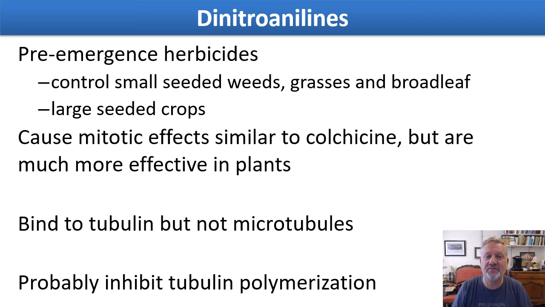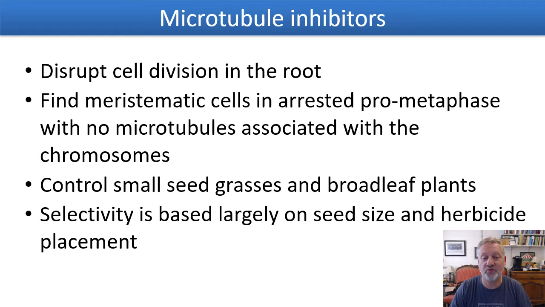They inhibit mitosis very much like colchicine, but they are more effective in plants than colchicine would be. They bind to tubulin, and by binding to tubulin, that prevents the assembly of the microtubules. As far as we know, they inhibit the polymerization of tubulin into the microtubule. So that affects cell division in the roots mostly.